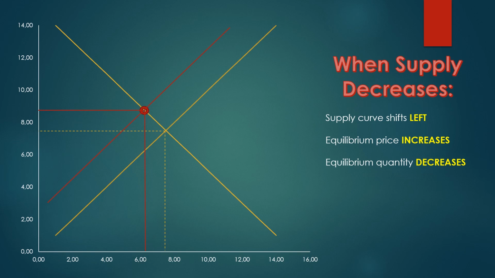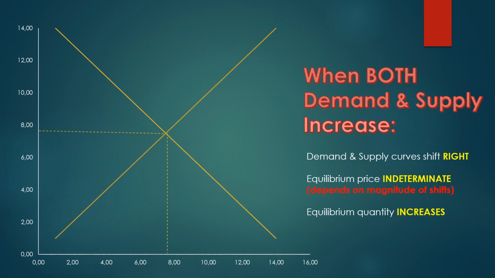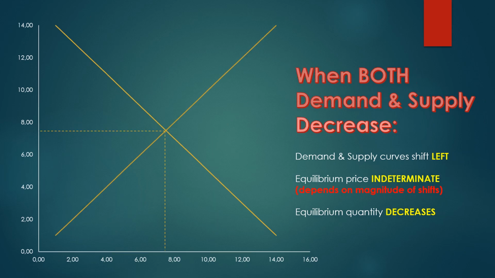So far we have only looked at the shift of one particular curve, which is either the demand or the supply curve. However, when both curves shift, it can also cause effects on the equilibrium price as well as quantity. So when both demand and supply increase and shift to the right, the same direction, we can tell that equilibrium quantity will definitely increase. However, equilibrium price will be indeterminate, it will be uncertain, and this will depend on the magnitude of the shift.